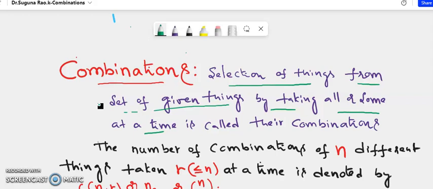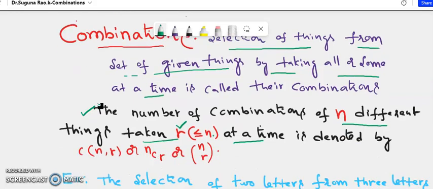Here, the number of combinations of n different things taken r at a time, where r value is always less than or equal to n, is denoted by C of n comma r, or sometimes it is also denoted by nCr, or nC r.